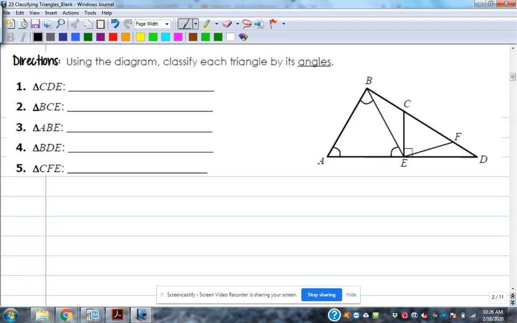Let's look at this picture here, the diagram below that. We're going to use the diagram to classify each triangle by its angle. Triangle CDE is right there. It is a right triangle. Okay. Triangle BCE. Obtuse. Angle C there is an obtuse angle, so that's an obtuse triangle.